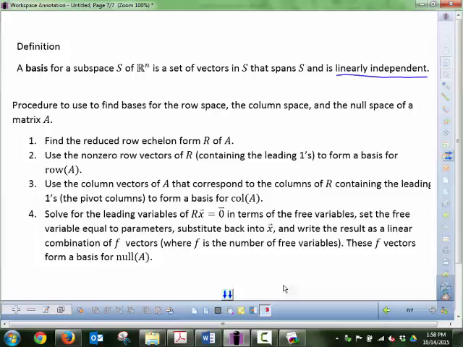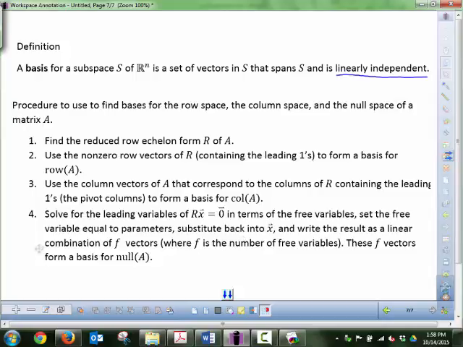Now, if you have an actual matrix, this is exactly what we did in our example. We reduced the matrix using row echelon reduction, and then we looked at all the non-zero vectors, and we collected those, and we said that formed the basis. We looked at the columns with the leading pivot, the non-zero pivot columns, and when we collected those, we found a basis for the column space. And then you can augment with zeros, and you're going to get the basis for the null space, which is what we did.